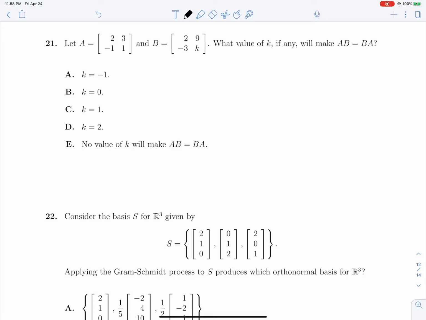21, we have 2 matrices here. For what value of k, if any, will make AB equal to BA? So that's essentially asking us for what value of k will A be the inverse of B or vice versa? We could go down that route, but let's go down the brute force method. Let's multiply A and B, 2, -1, 3, 1 by 2, -3, 9, k.